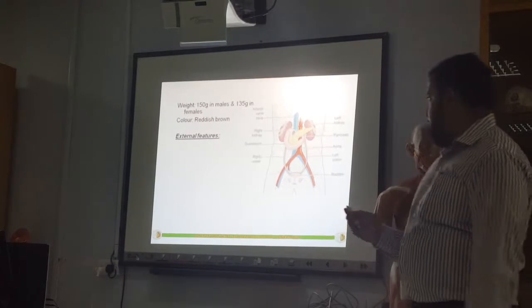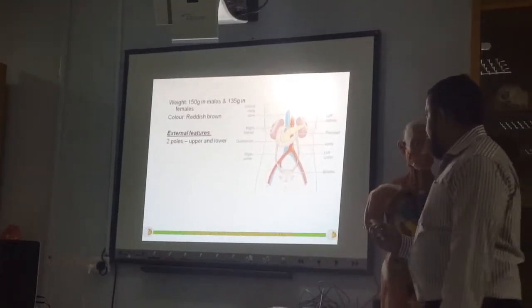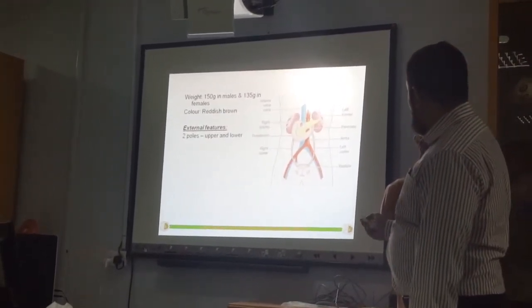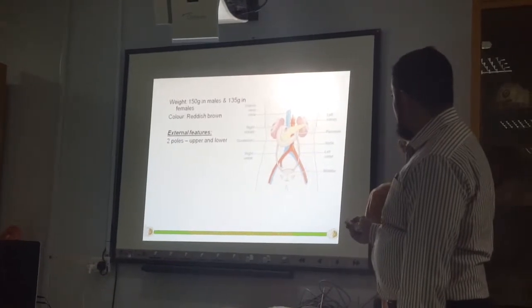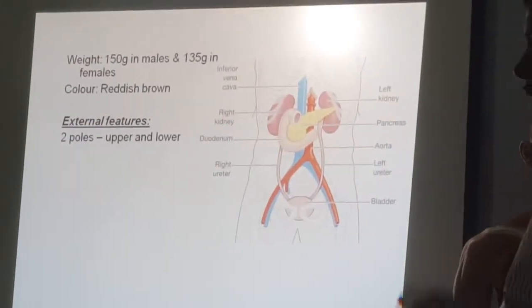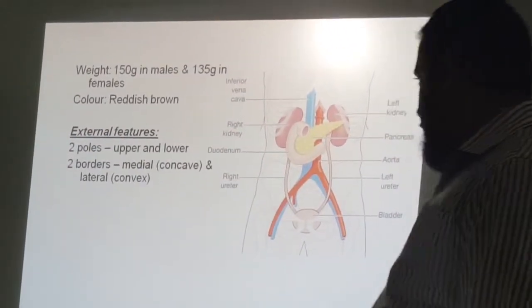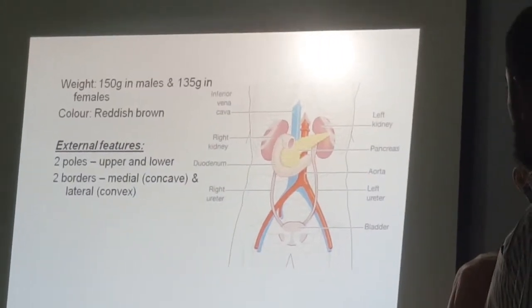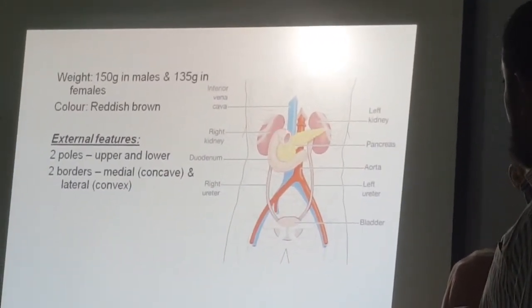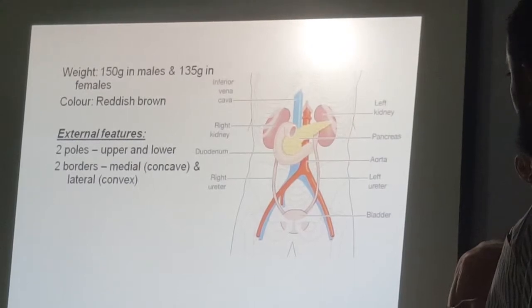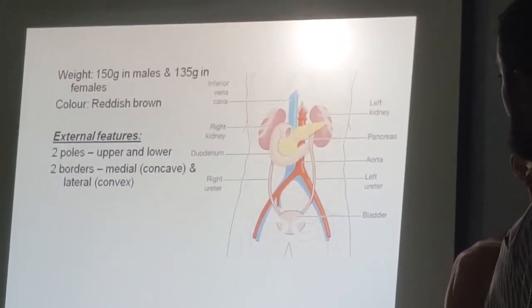And as for external features, it has 2 poles. This is the upper pole, and this is the lower pole. And there are 2 borders. The medial border is concave. You do not see it properly here, but in other pictures you can see it is concave, and the lateral border is convex.